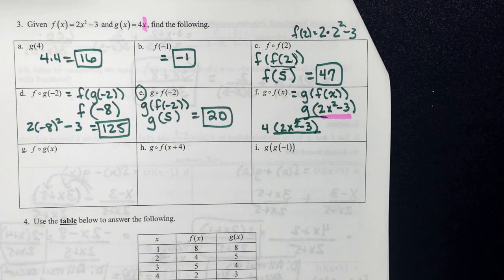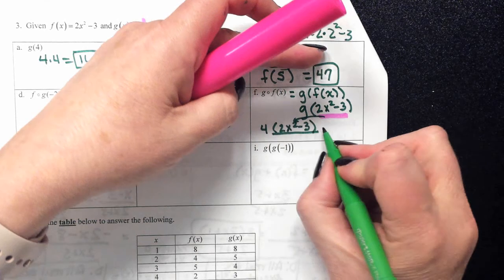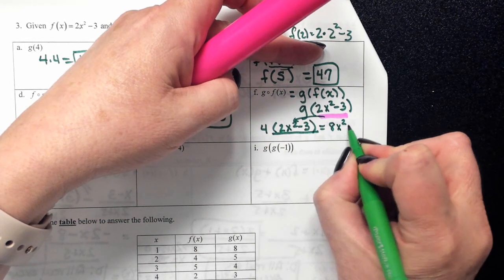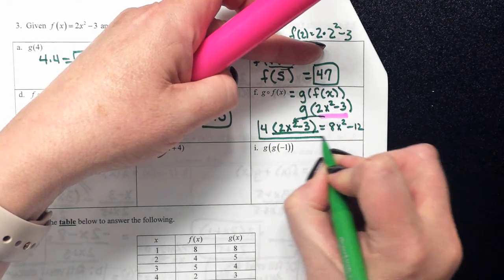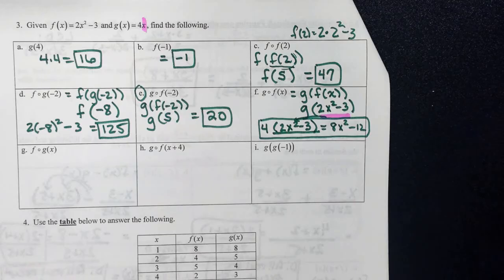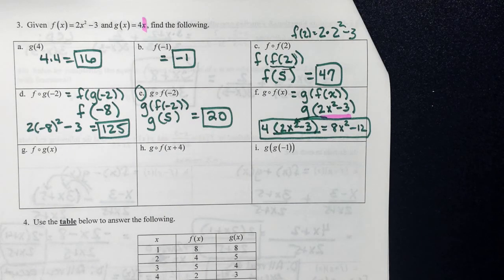So any questions on how I did that input? Again, you can leave your answer in factored form like this, or if you distribute, that's absolutely okay as well. Either answer would be okay. All right? So any questions on composition involving functions instead of numbers?